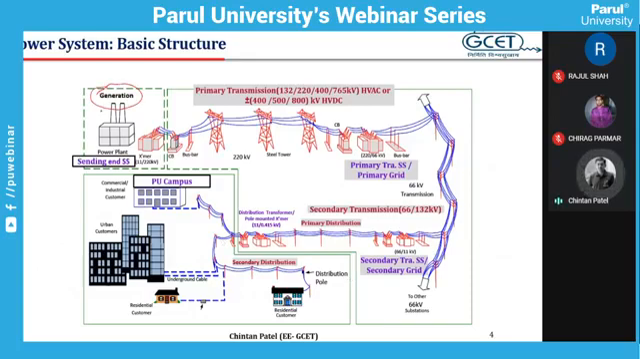Electricity is generated at the generating station in bulk, hundreds of megawatts, at a certain voltage level based on the design of the generators. These voltage levels are not sufficiently high to transmit the power over long distances, because we know that if the voltage is less, then for a fixed or constant power, the current flowing through the transmission line conductors will be very, very high.